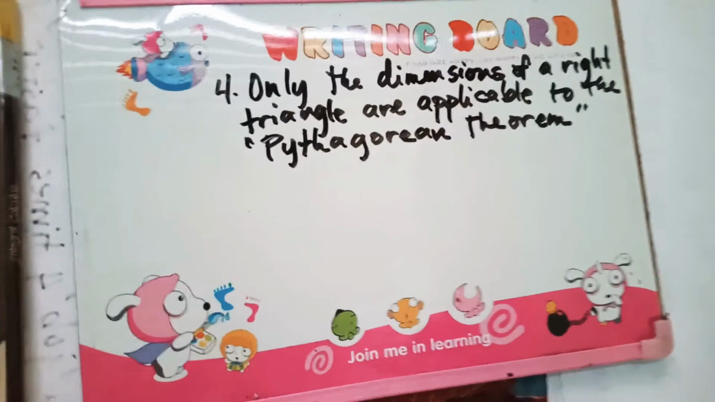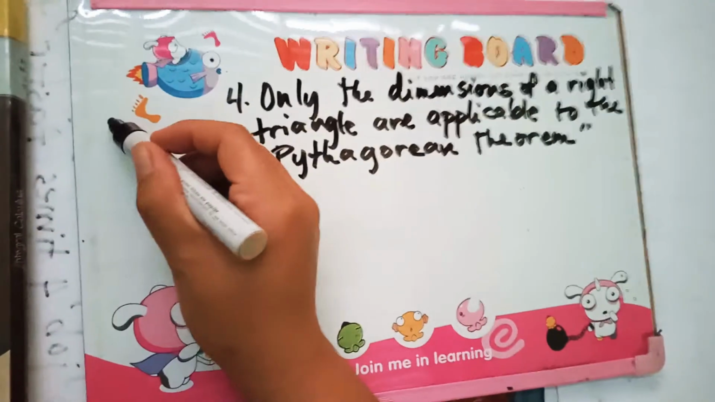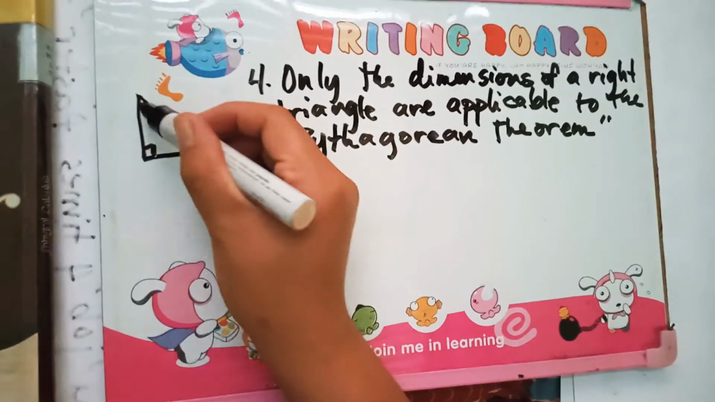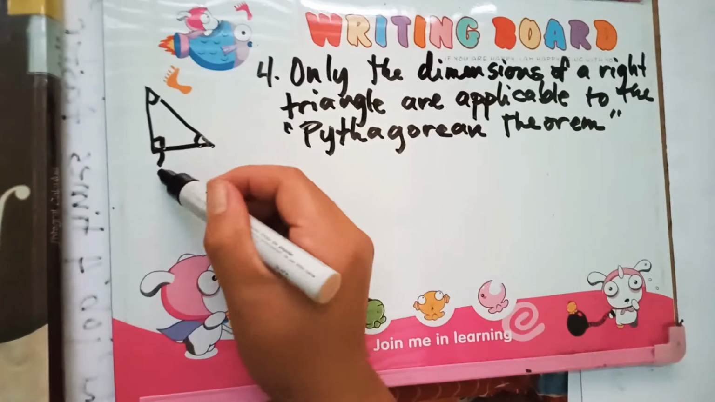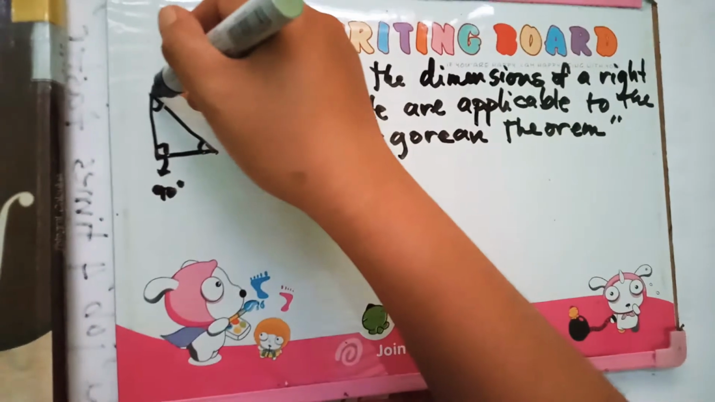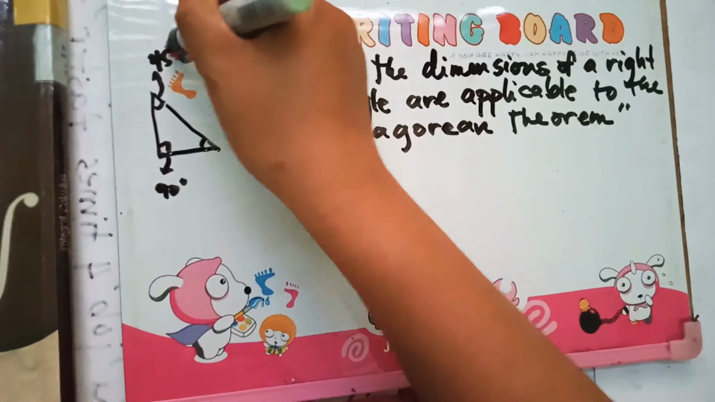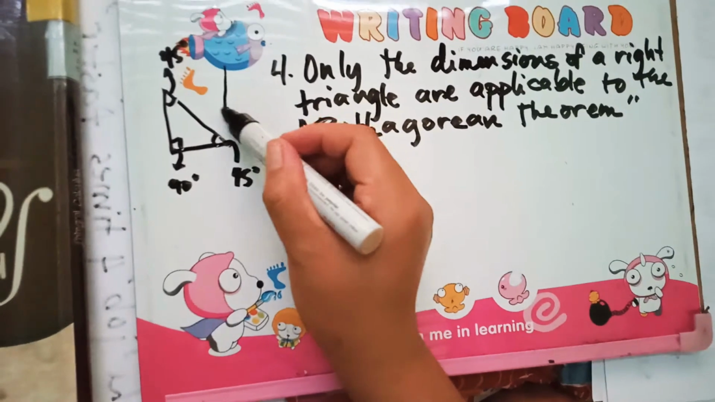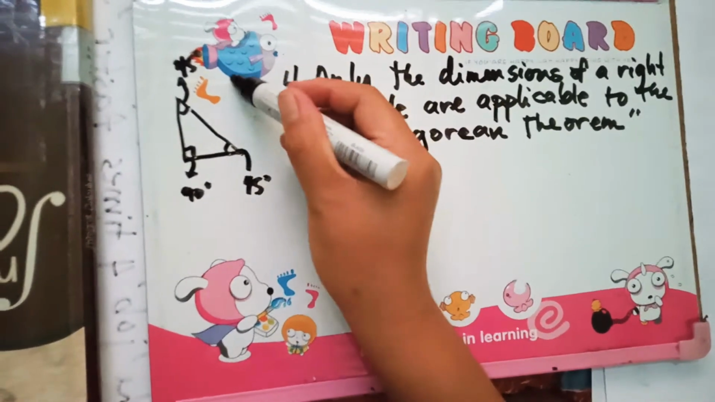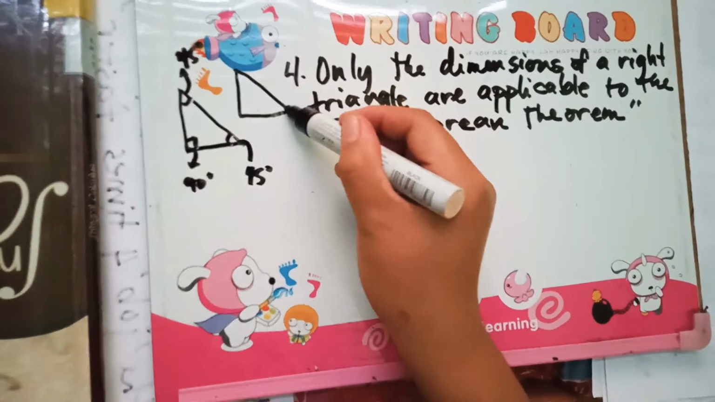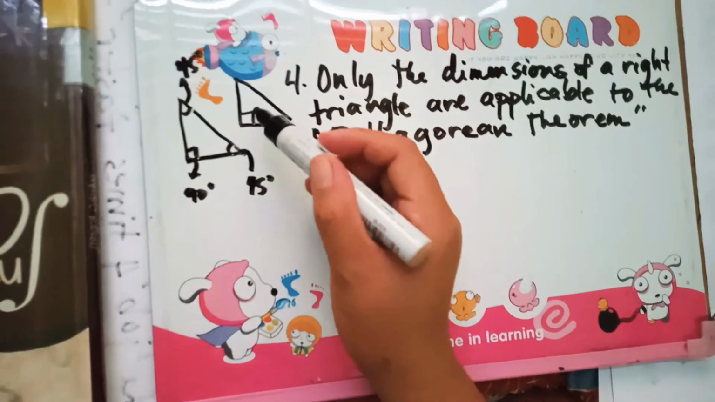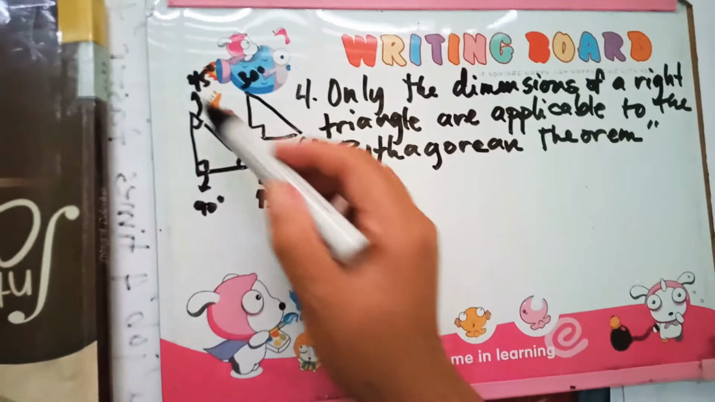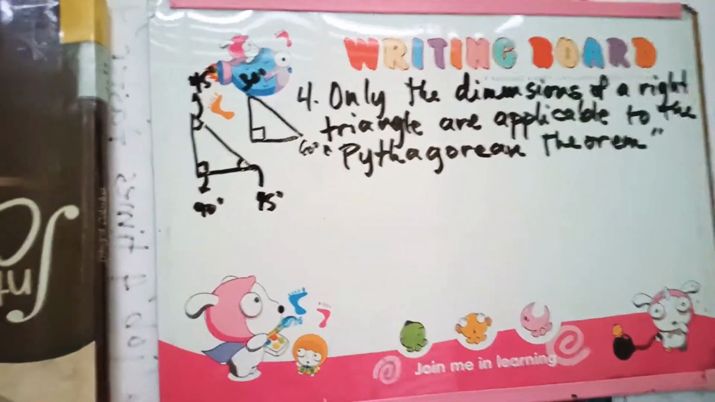First, right triangles. When we say right triangle, we have a right triangle with 90 degrees. This is 90 degrees, and both other angles are 45 degrees. We also have a right triangle with 90, 30 degrees, and 60 degrees. As you can see, the total is 180 degrees. So, these are the special right triangles.